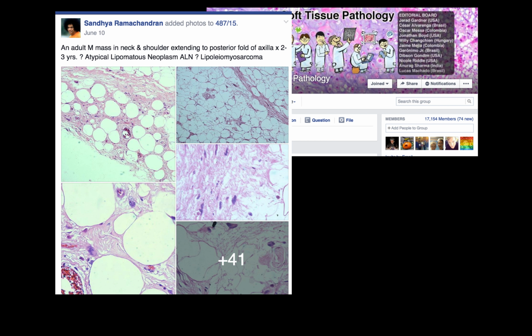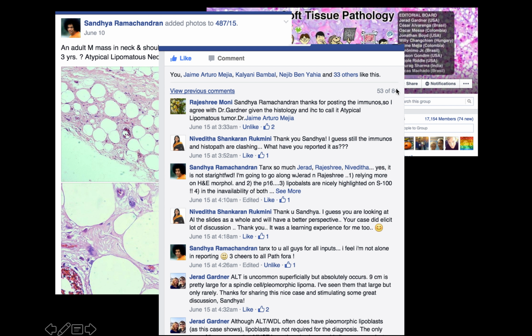Here's an example of a post from the bone and soft tissue group. Someone posted a picture of a fatty tumor, and then look what happened. 84 comments on this, all sorts of discussion back and forth about the ins and outs of diagnosing this kind of tumor. This is the kind of discussion that we are supposed to have at major pathology conferences or pathology meetings at the national or international level.